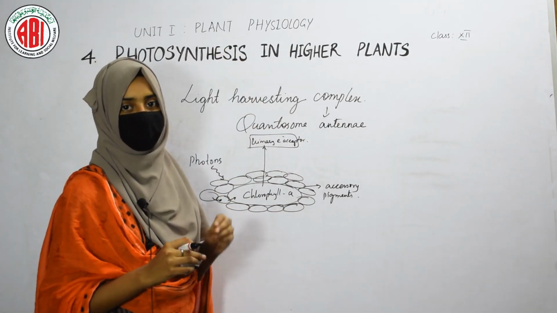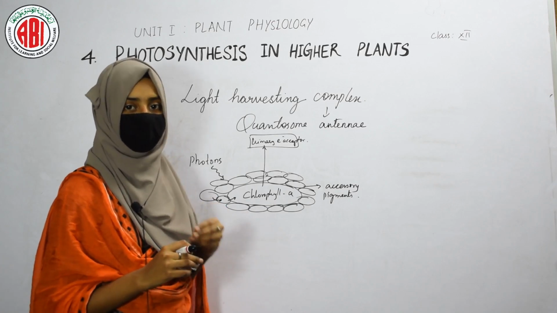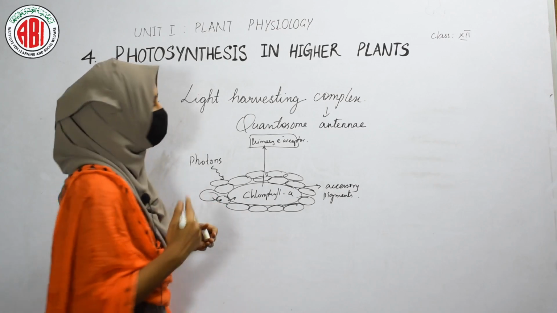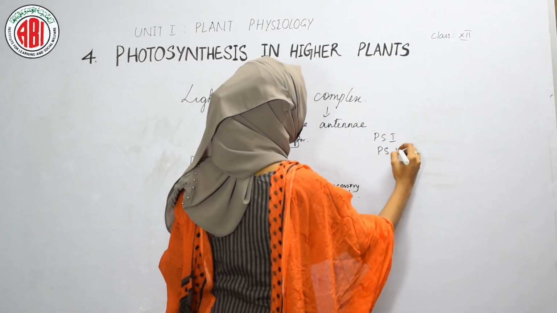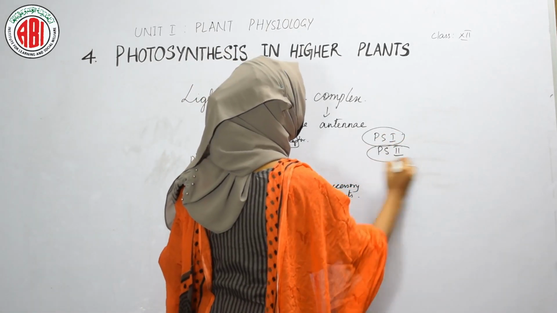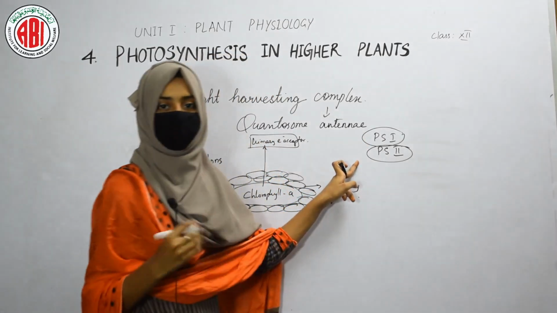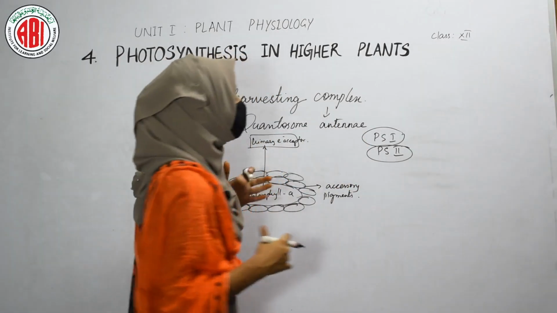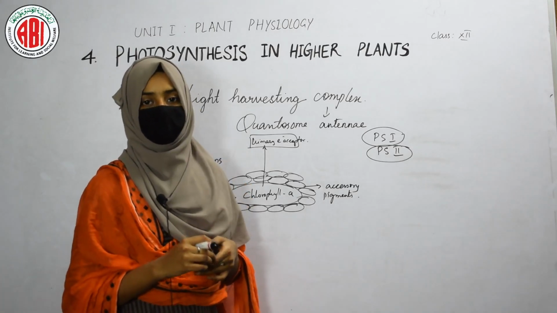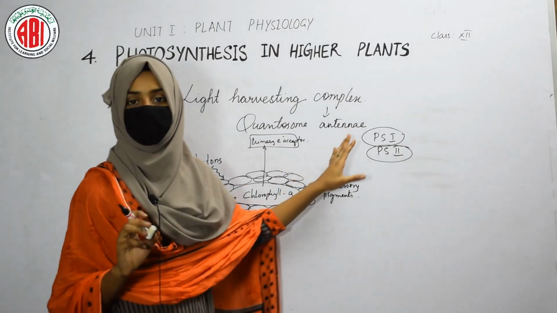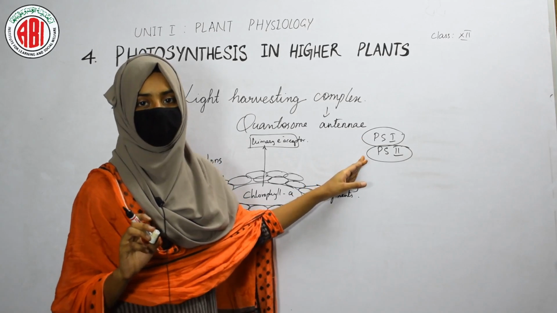Now, let us discuss the two photosystems. Photosynthesis is a process that occurs in two different systems, that is PS1 and PS2. PS1 is nothing but photosystem 1 and PS2 is photosystem 2. These two systems help in carrying out the process of photosynthesis. Now, let us see the difference between photosystem 1 and photosystem 2.